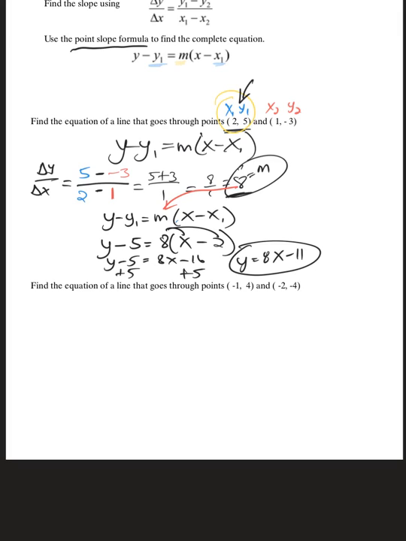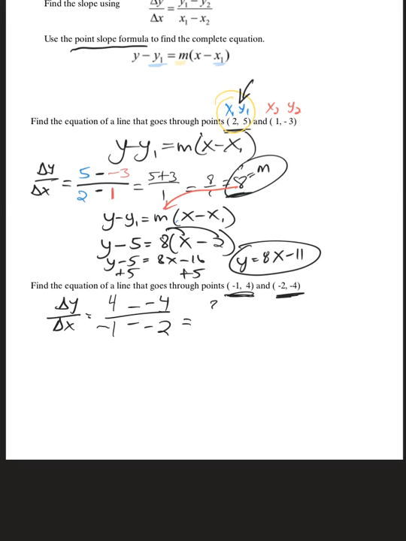Okay, that first step is going to be to find the slope. You're going to use delta y over delta x. I'm going to use this as my first ordered pair, so 4 goes in the y spot, and -1 goes in the x spot. This is going to be my second one. -4 is in the y spot, -2 is in the x spot.